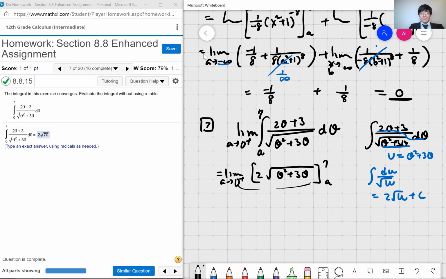You can plug in a 0 immediately. So it's going to be 2 times the square root of 49 plus 21, minus 2 times the square root of a squared plus 3a. But after making a approach 0, it's going to be 2 square root of 70.